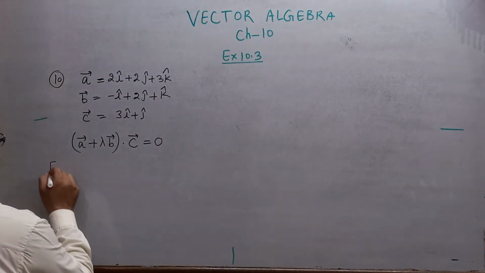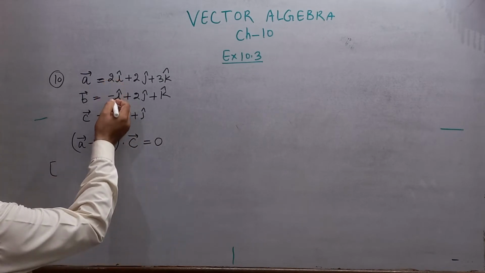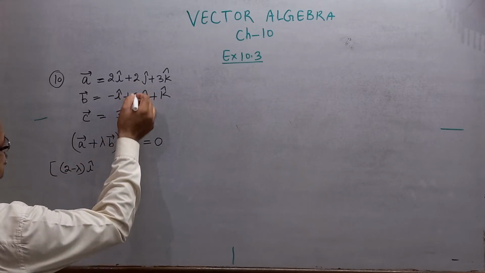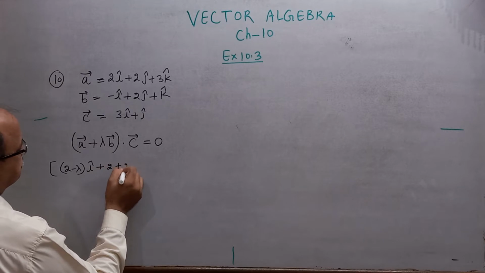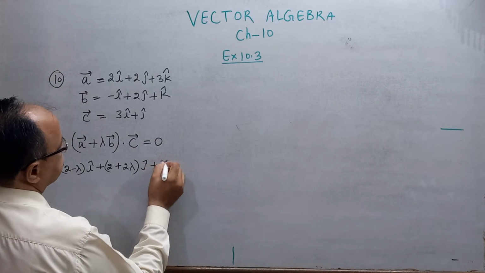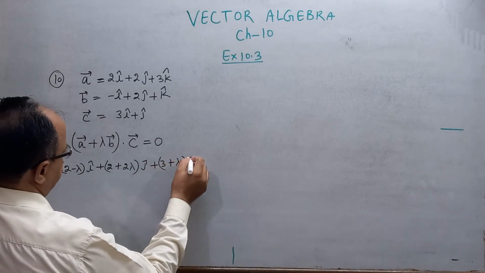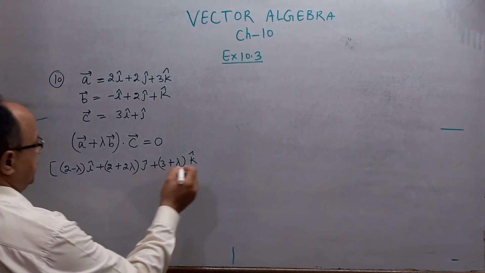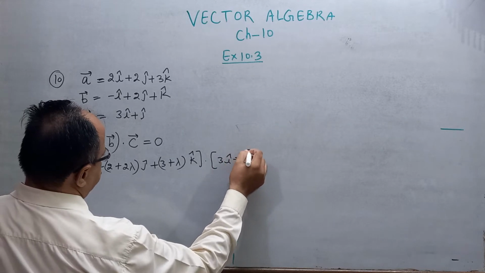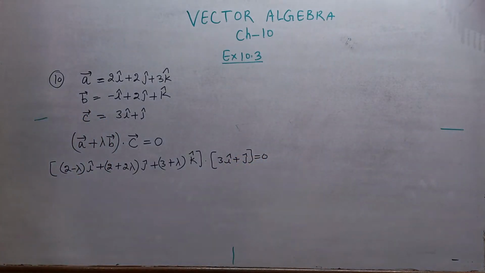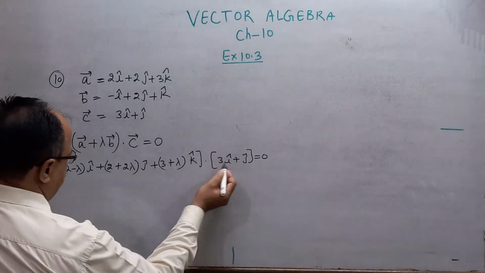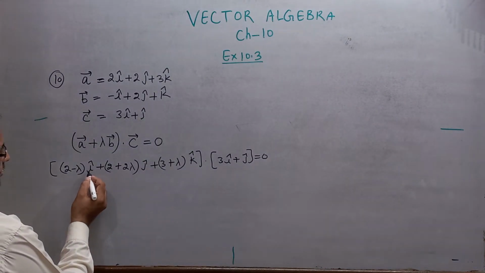You know that A plus lambda times B means (2 minus lambda) i cap plus (2 plus 2 lambda) j cap plus (3 plus lambda) k cap. Its dot product with vector C, that is 3 i cap plus j cap, is equal to 0. Multiply i cap with i cap, j cap with j cap. You know that i dot i is 1.